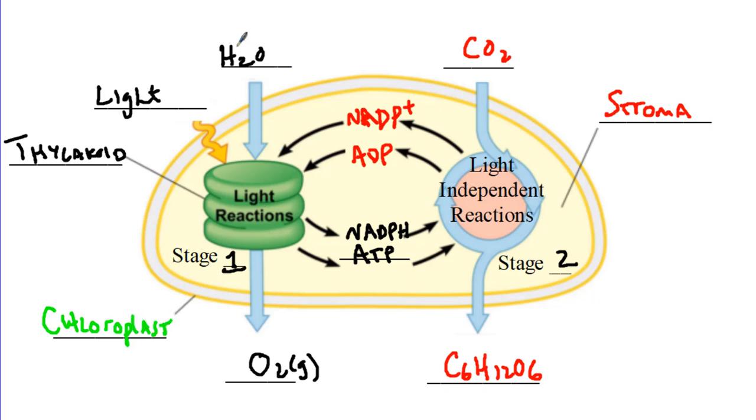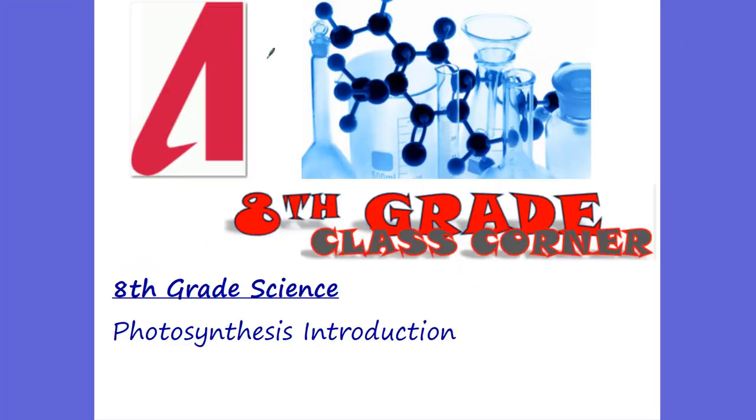So you can see stage 1 needs light. It's happening in the thylakoid. Water's coming in. Oxygen gas is coming out. Stage 2, we have carbon dioxide coming in. Now we finally have a carbon, and we're going to get C6H12O6 coming out. That's happening in the stroma. And you can see it's this transfer of these high energy molecules. Hope that helped with stage 1.